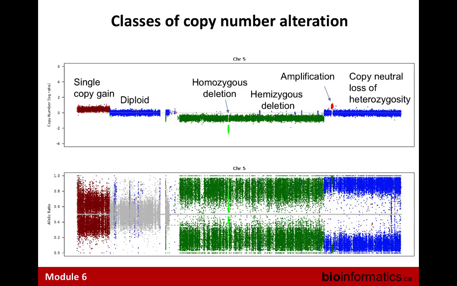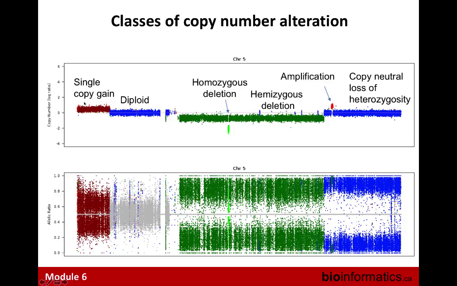So here's an extremely clean and beautiful example of a tumor that has a number of different types of events going on. And these are colored to indicate discrete regions of distinct copy number states. So on top we can see the copy number profile. In blue are all the regions that are diploid. So these are going to have two copies of the chromosome. So these are zero on the Y scale.